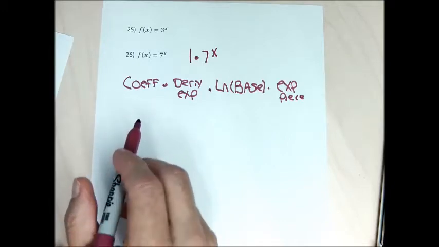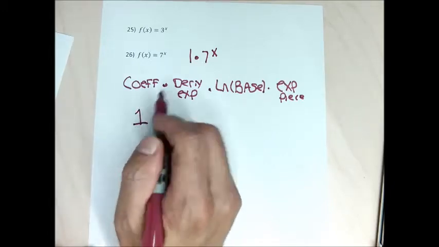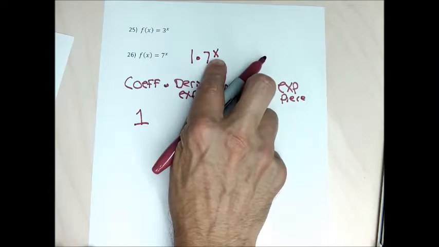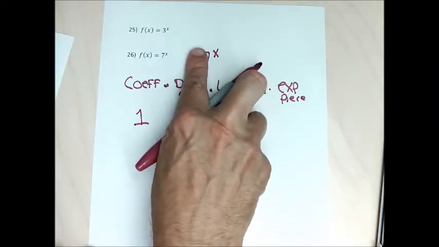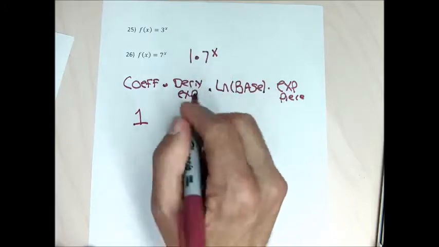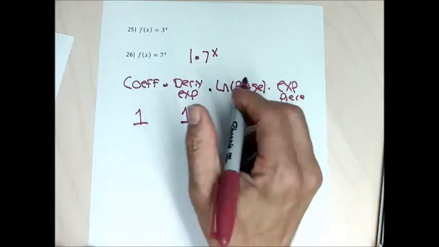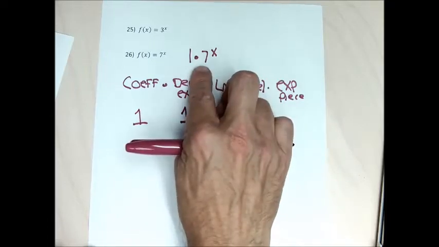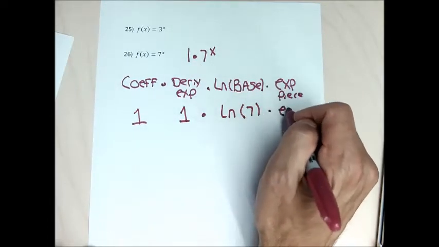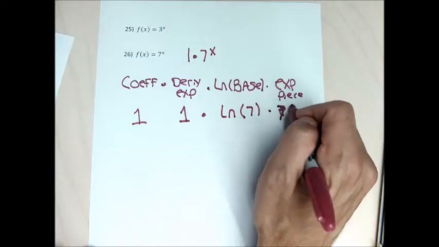There's not a coefficient that's written, so there's an implied 1. The exponent is just x. The derivative of just a single x is the number to the left of the letter. That's an implied 1. For the natural log of the base, I'm going to write the natural log of 7 because 7's the base. And the exponential piece is just 7 to the x.